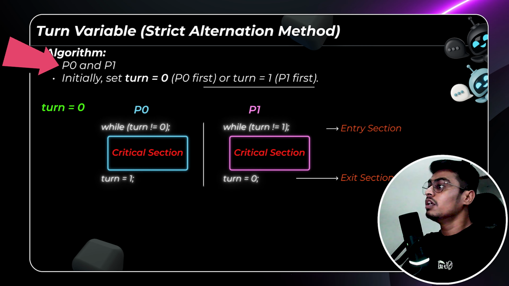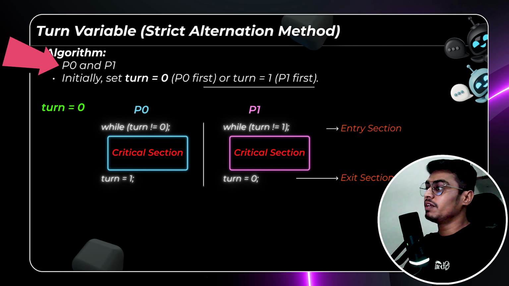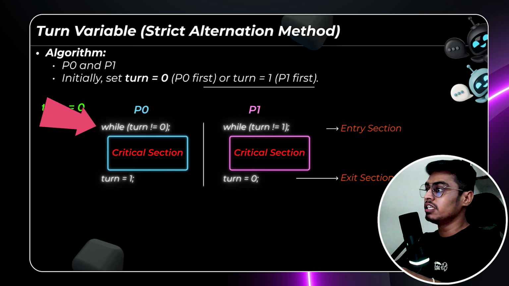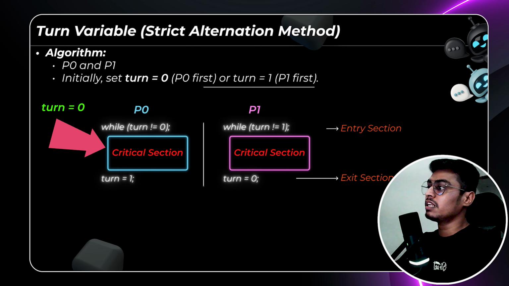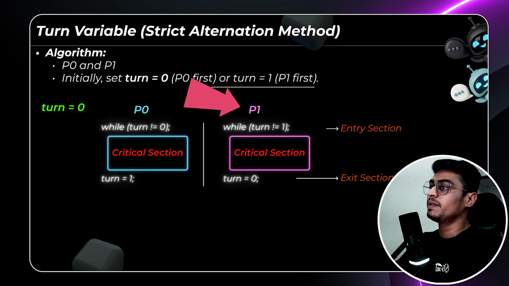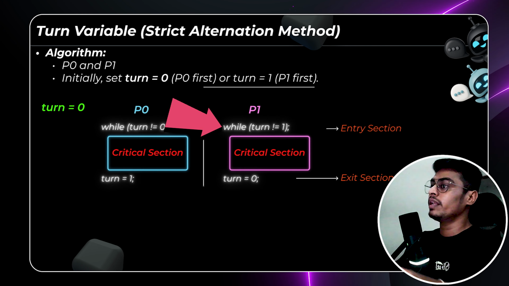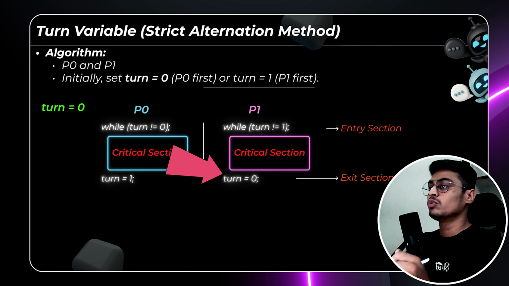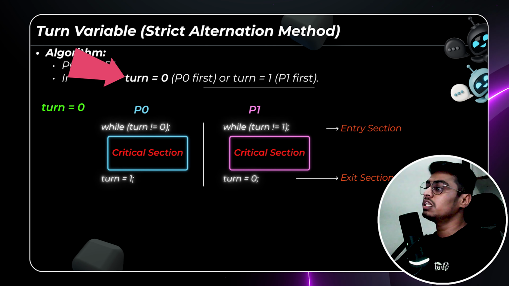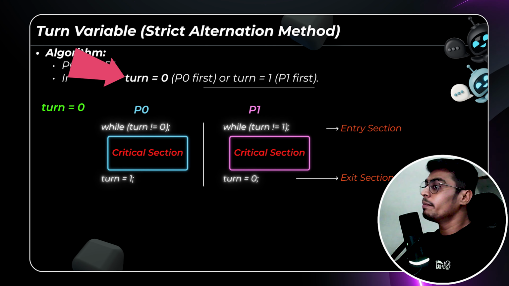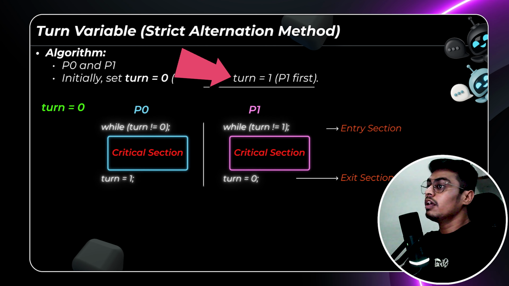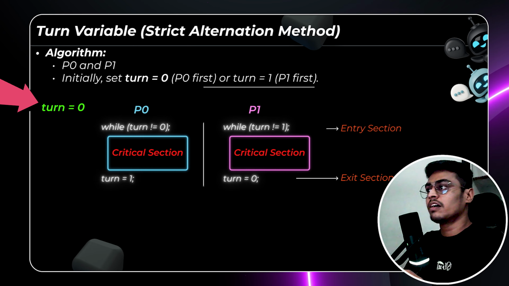The algorithm is what? Process P0 and process P1. For P0: while (turn != 0); then critical section, and then turn = 1. Now what is P1's code? While (turn != 1); critical section, then turn = 0. This is the whole code. Initially we set turn equal to 0, meaning P0 can go first, or turn equal to 1, meaning P1 can go first. Let's say initially turn is equal to 0.